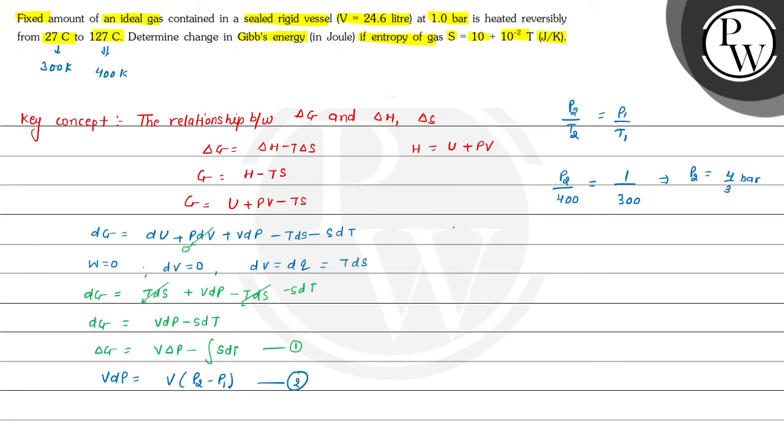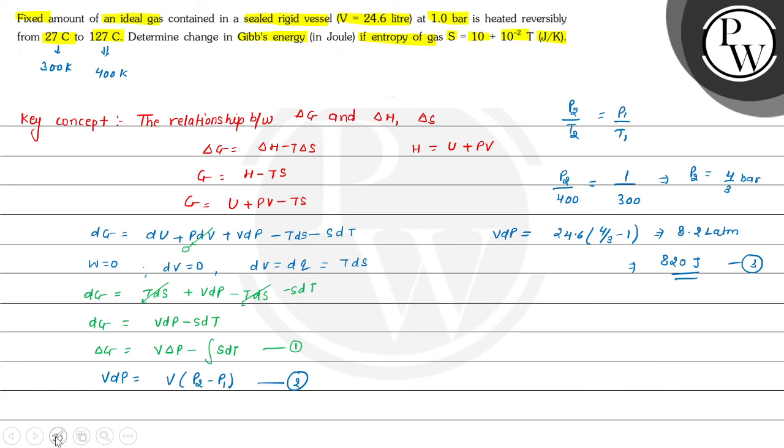Now we can substitute the value of P2 in our equation second. So we can write that V dP is equal to volume, 24.6 liters, multiplied by 4 by 3 minus 1. So the value comes out to be 8.2 liter atm, and 1 liter atm is equal to 101.6 joules. So we can convert this value into joules. Here the value is equal to 820 joules. This is our equation third.